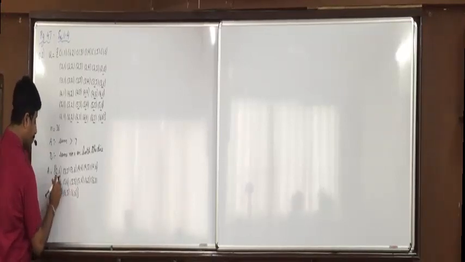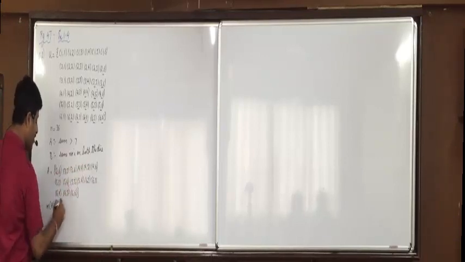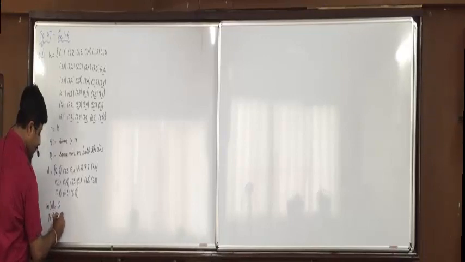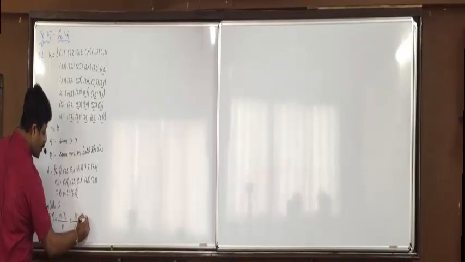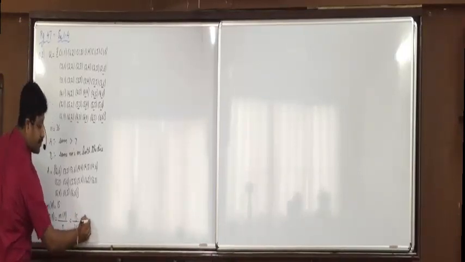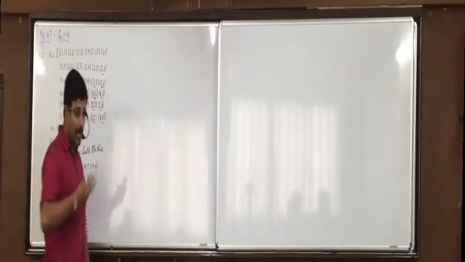n(A) is 15. P(A) is 15 by 36. 3 into 5, 3 into 12, so 5 by 12. Is it clear to everyone?